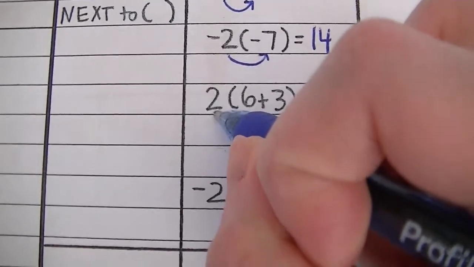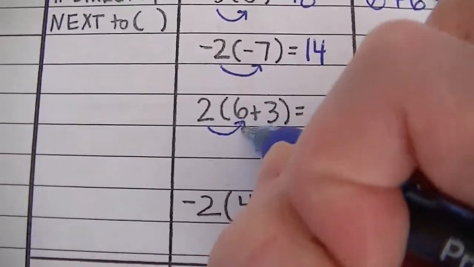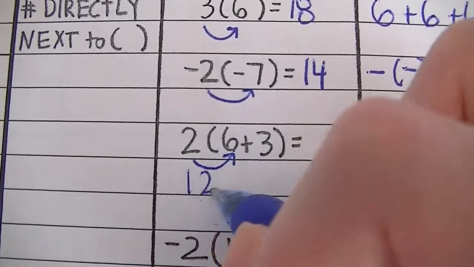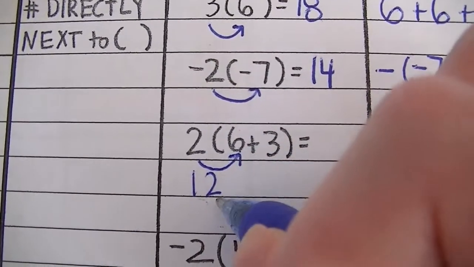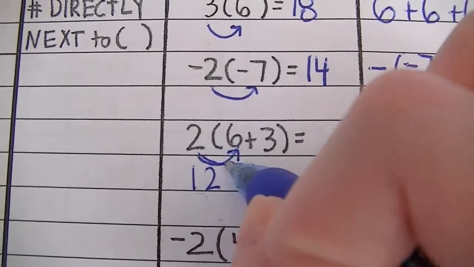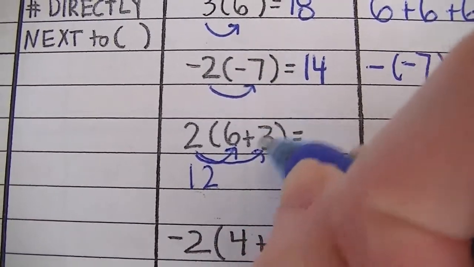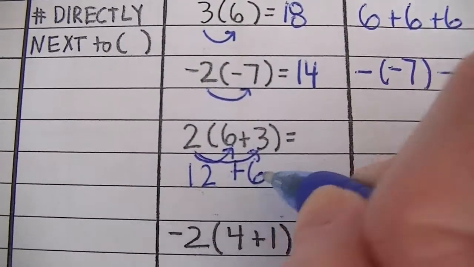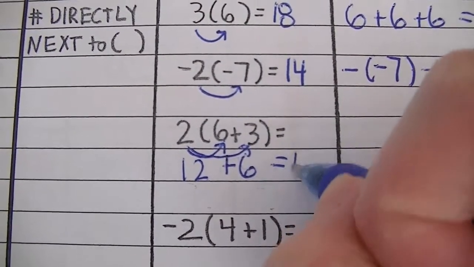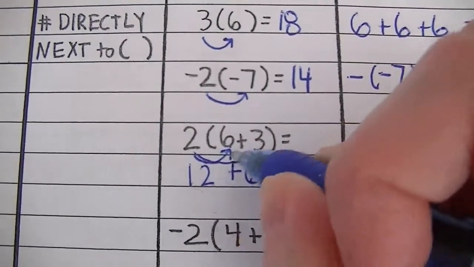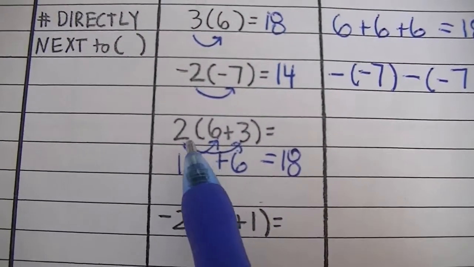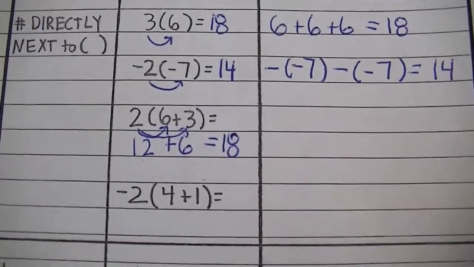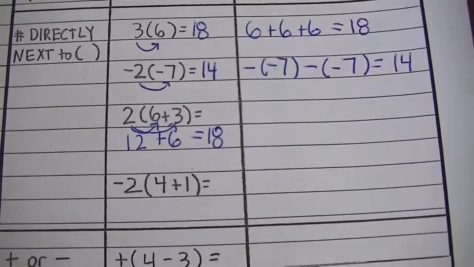So anyway, right here, I would need to go 2 times 6, that's 12. See how it's a positive 2 times a positive 6? Positive 12. Positive 2 times this positive 3 is a positive 6. So 12 plus 6 is equal to 18. You just did the distributive property. You multiplied by everything inside that parentheses. Nice job.